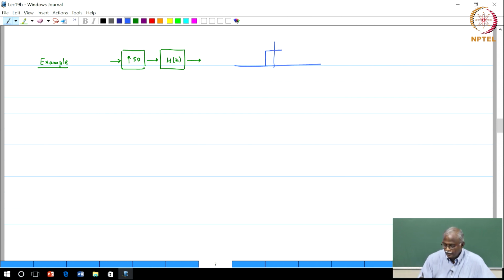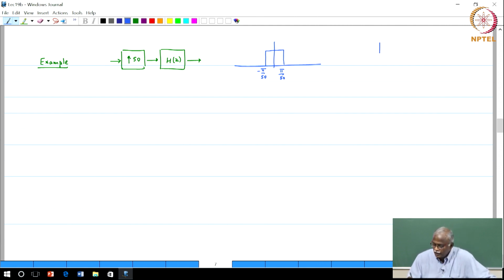A brick wall filter from minus pi over 50 to pi over 50. I have drawn it with a reasonable amount of width, but if you draw it to scale, you will find that pi by 50 is a very narrow filter. So, now if I cannot design ideal filters, I have to go for practical filters.